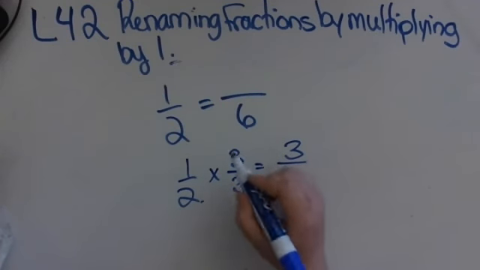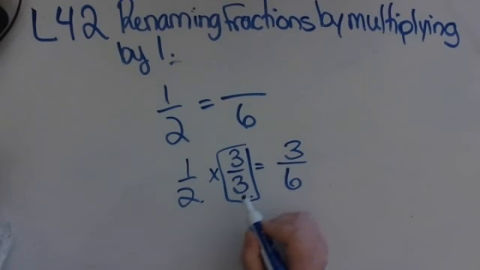Always remember that whatever is on the bottom of what you're timesing by has to be on the top for it to be one whole. Okay, always remember the rule, whatever you do to the top, you must do to the bottom and vice versa. That is renaming fractions by multiplying by 1 for course 1.